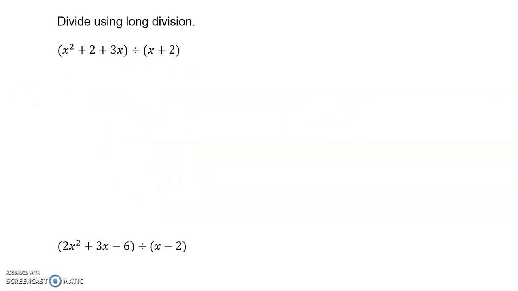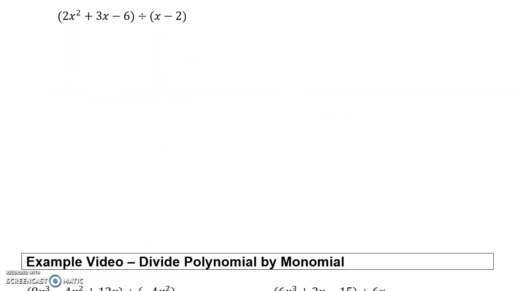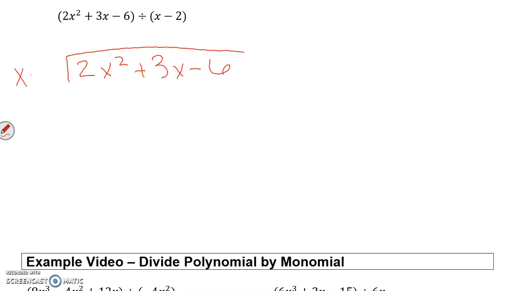There we go. Alright, so now we're going to try it again. So I have 2x squared plus 3x minus 6 divided by x minus 2.